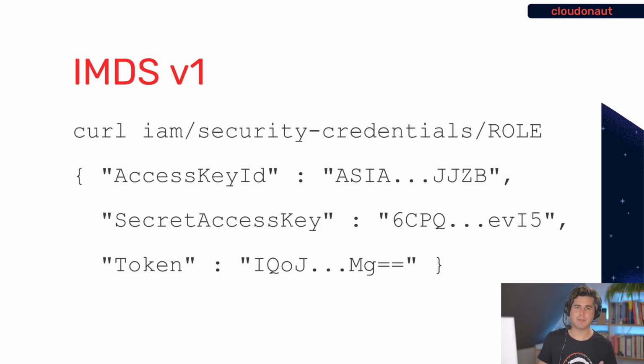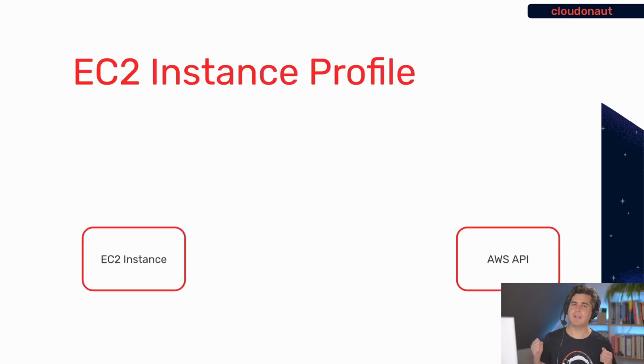So the customer was called Capital One, by the way. So that was a very famous data breach in the recent year. So, okay, let's go one step back and understand why this security credential thing is such a big problem. So how does the instance profile actually work and how is everything wired together?